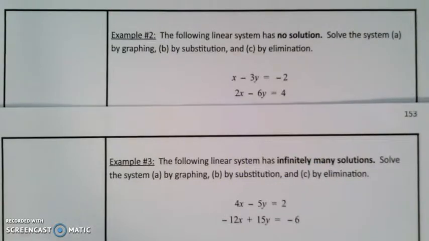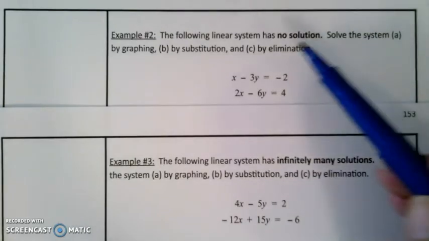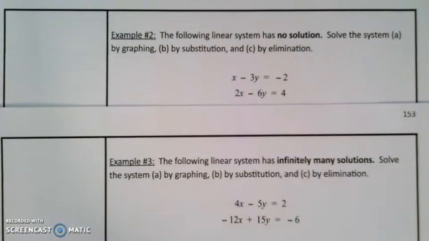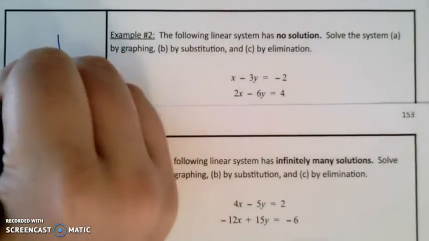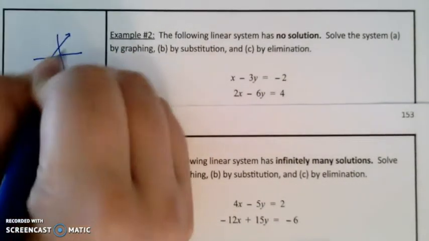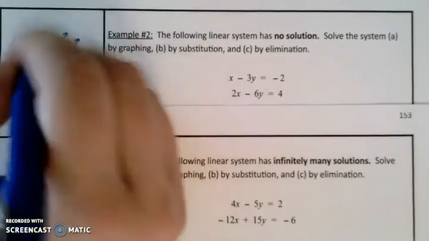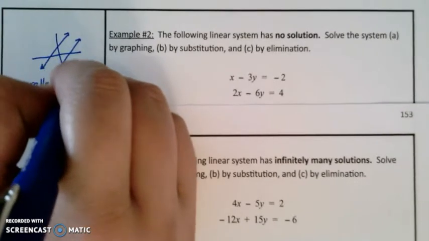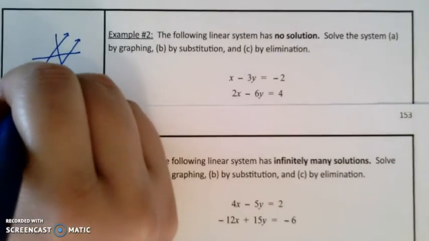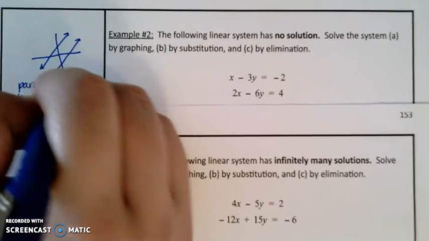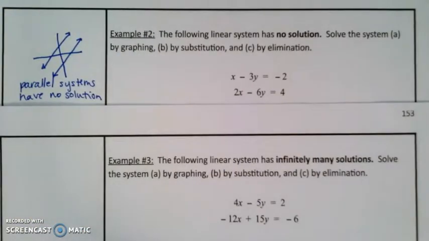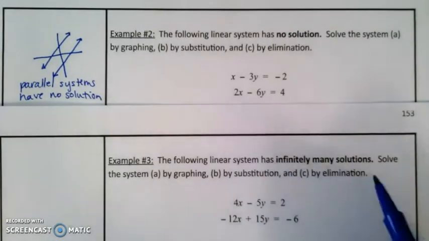On the next 2 pages, examples 2 and 3 are the same process. However, in example 2, there are no solutions. Now, if we're looking at a graph of 2 lines that never intersect, those 2 lines have to be parallel. So, parallel systems have no solution. Okay, and then in example 3, it says we have infinitely many solutions.